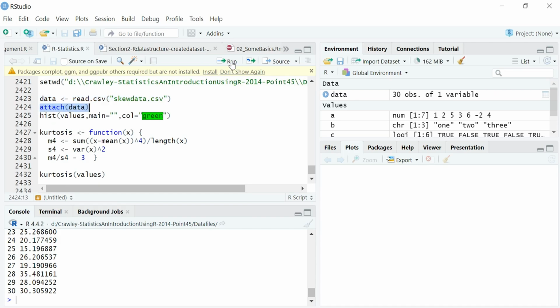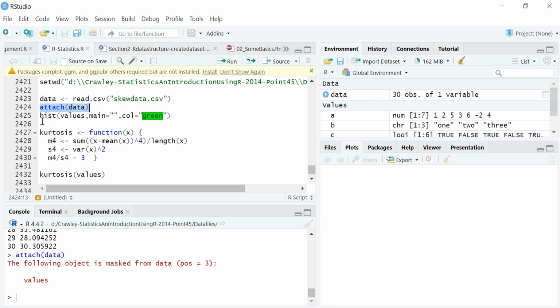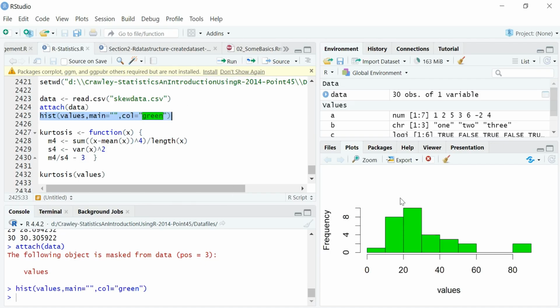Then we can attach this data frame, so next we can just use the variable values. First we show a histogram of this data. As you can see, the data is not bell-shaped because there is some skewness on the right side, and the data is also somewhat little flat.